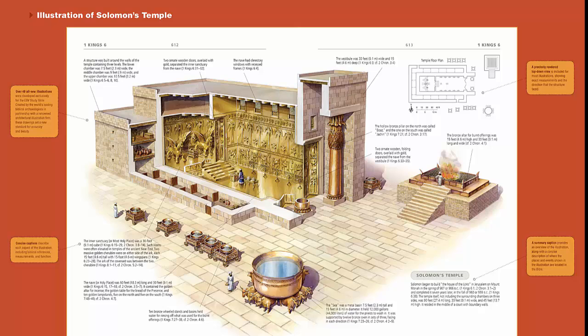He overlaid the cherubim with gold. On the walls all around the temple in both the inner and outer rooms he carved cherubim, palm trees, and open flowers. He also covered the floors of both the inner and outer rooms of the temple with gold.